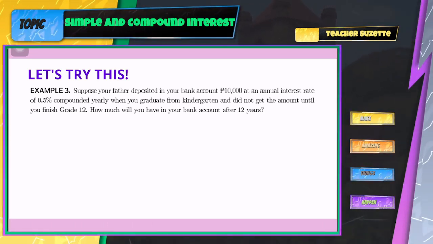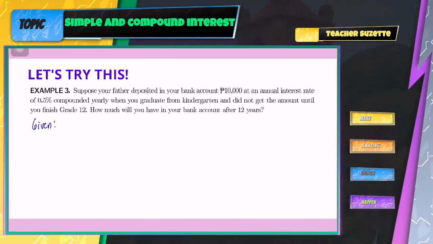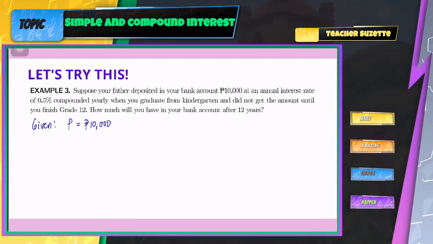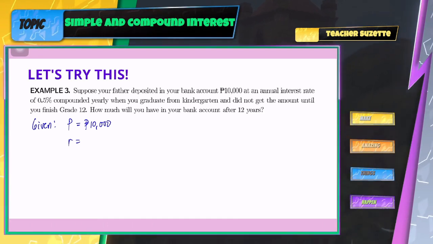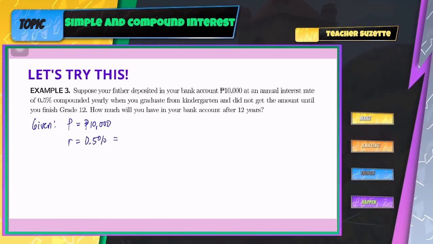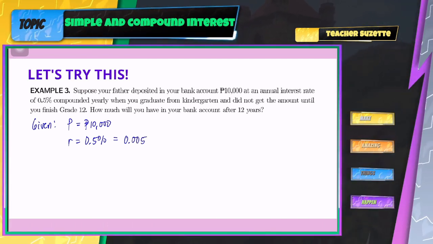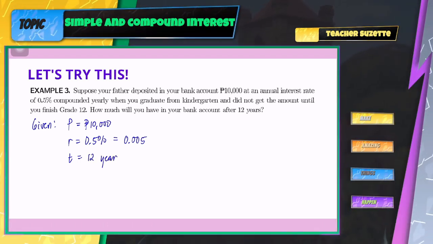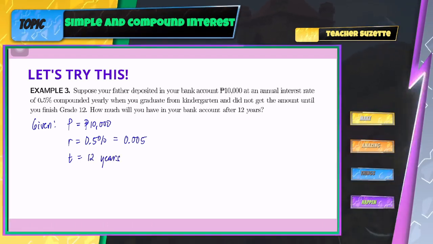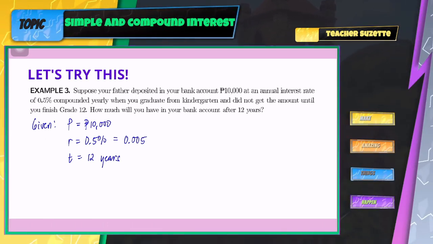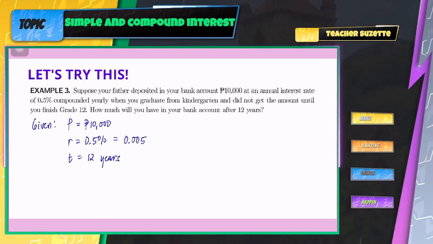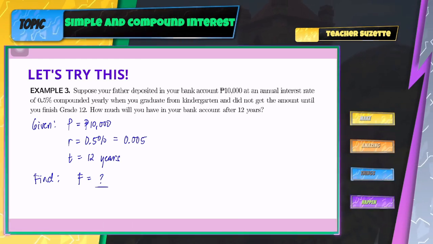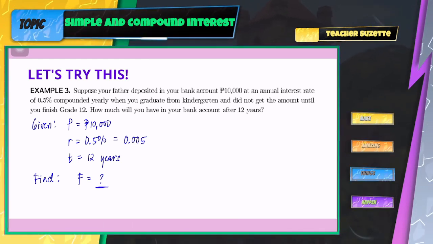First, let's have our given. We have 10,000 which is deposited, which is our principal amount, and our rate is 0.5%, which is equal to 0.005 in decimal. Then our time is 12 years, from kindergarten to grade 12. What we're looking for is how much you will have in your bank after 12 years. So we're talking about our future value. How much will be the future value after 12 years?